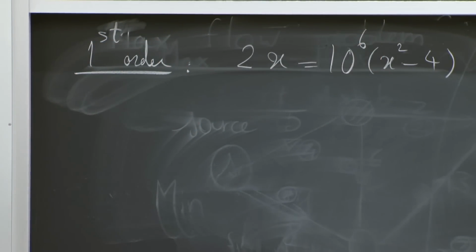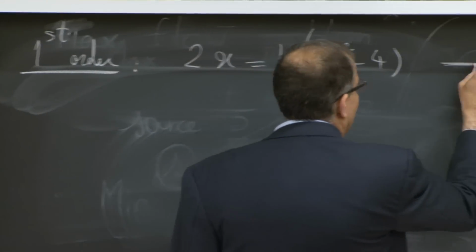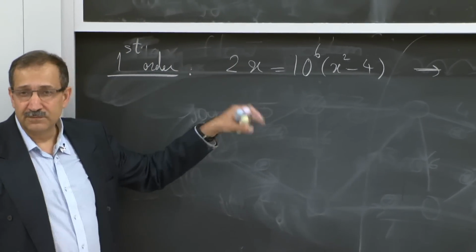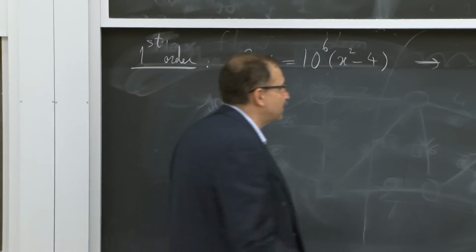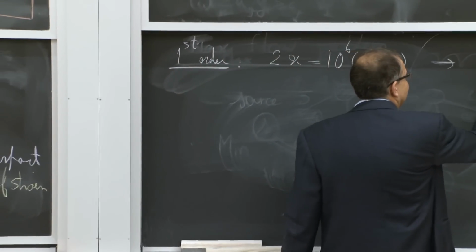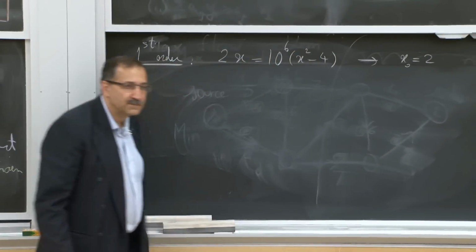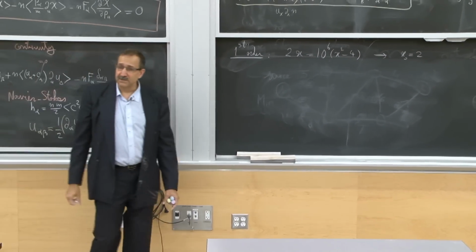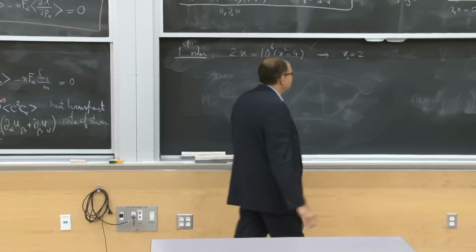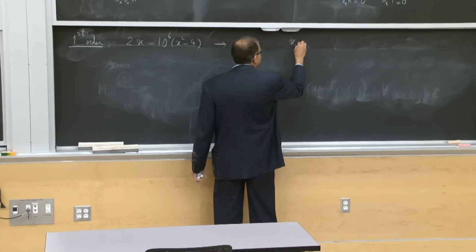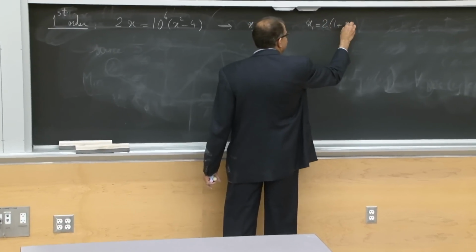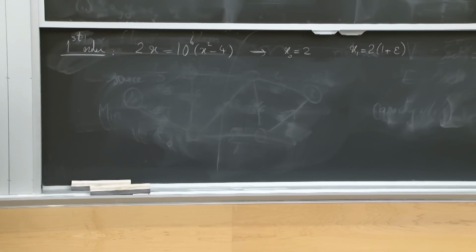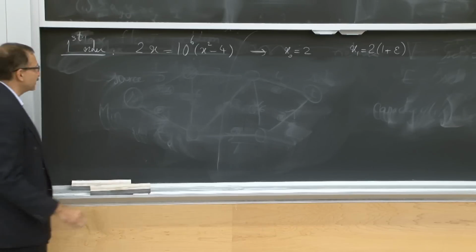If I wanted to solve this equation, I would say that unless x is very close to 2, this 10 to the 6 will blow things up. So my x0 is 2. And that's what we have done. We've solved essentially the right-hand side of the equation. But I can get a better solution by taking 2 and saying there's a small variation to that I want to calculate. And I substitute that in the original equation.